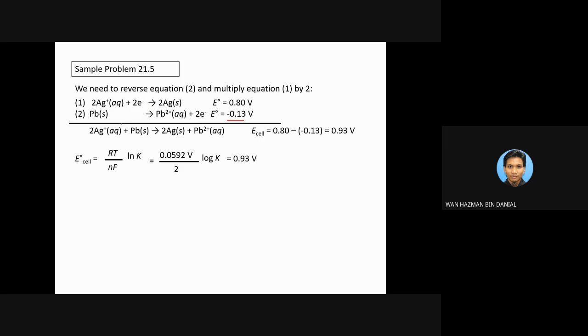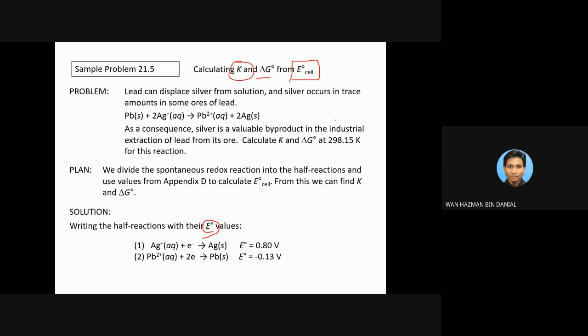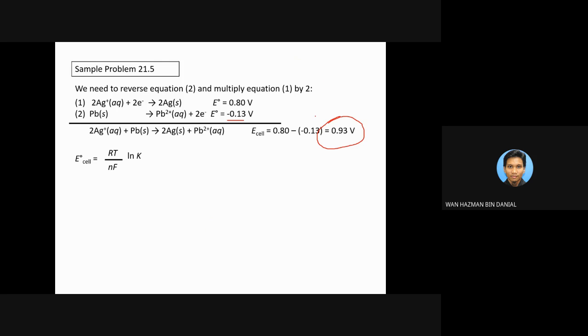Okay, so we complete the reaction, combine, and then the E cell is equal to E naught cathode minus E naught anode. So E cathode is 0.8 minus negative 0.13, so you can get the E naught cell which is equal to 0.93. So satu soalan siap lah kan? Yelah kan, dia dapat lah kan. Okay, so satu dapat E naught cell.